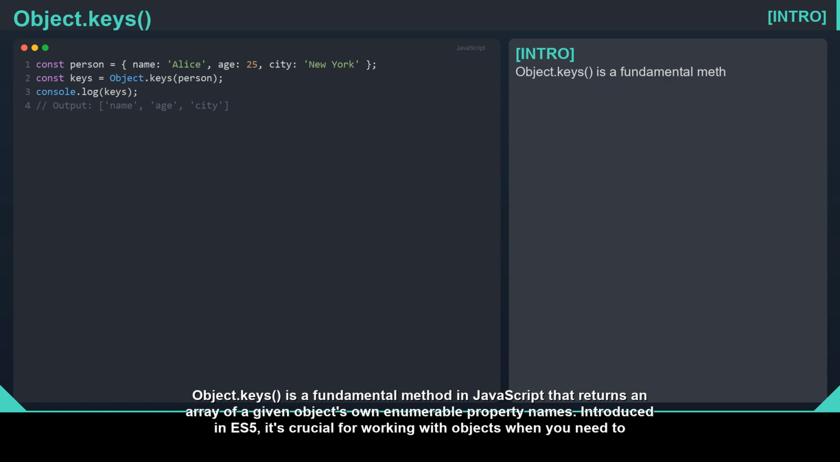Object.keys is a fundamental method in JavaScript that returns an array of a given object's own enumerable property names. Introduced in ES5, it's crucial for working with objects when you need to perform operations on their keys. This method is particularly useful in scenarios where you need to iterate over an object's properties or transform object data into a more manageable format.